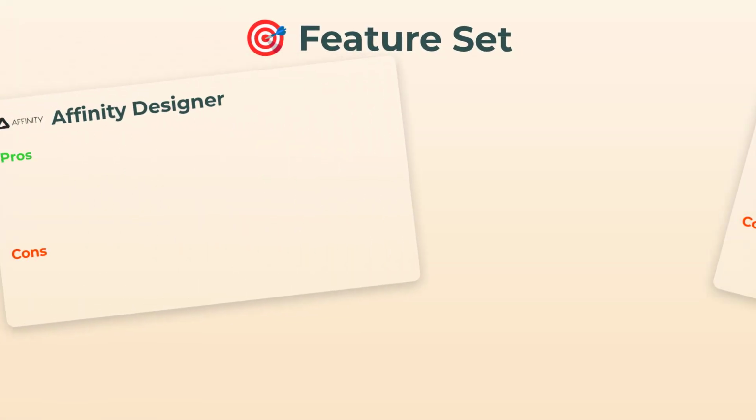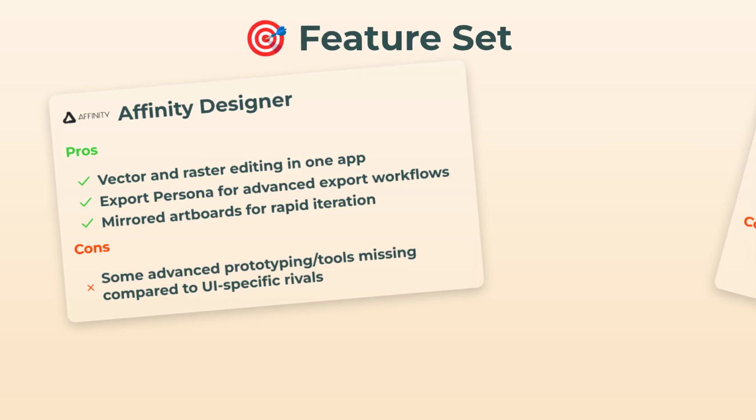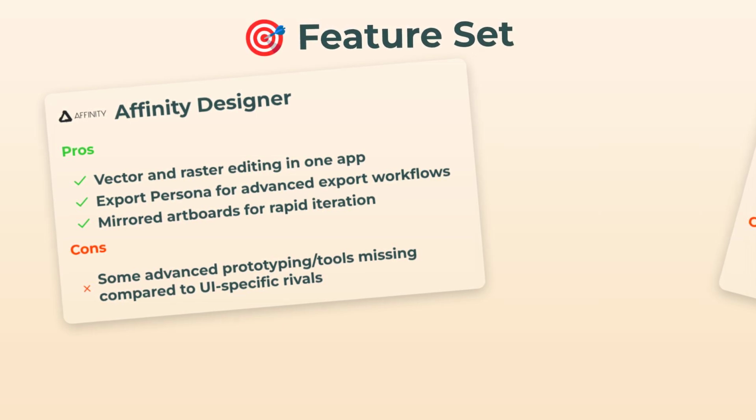On to feature set. Affinity Designer packs both vector and raster editing in one neat package, which, honestly, why don't more apps do this? You get the export persona, helpful for advanced export workflows, and mirrored artboards for super fast mockups. Not every prototyping feature, but the range is impressive.